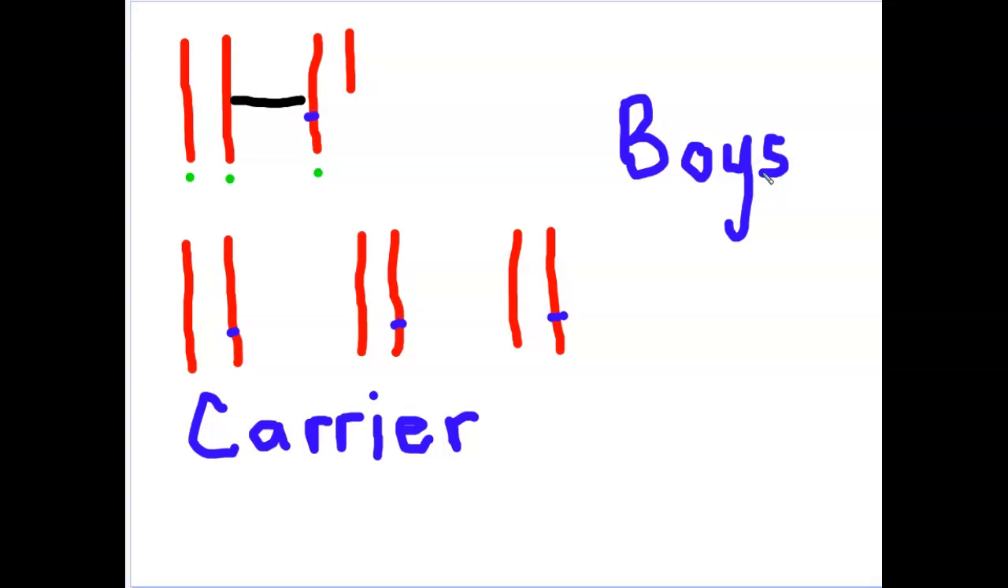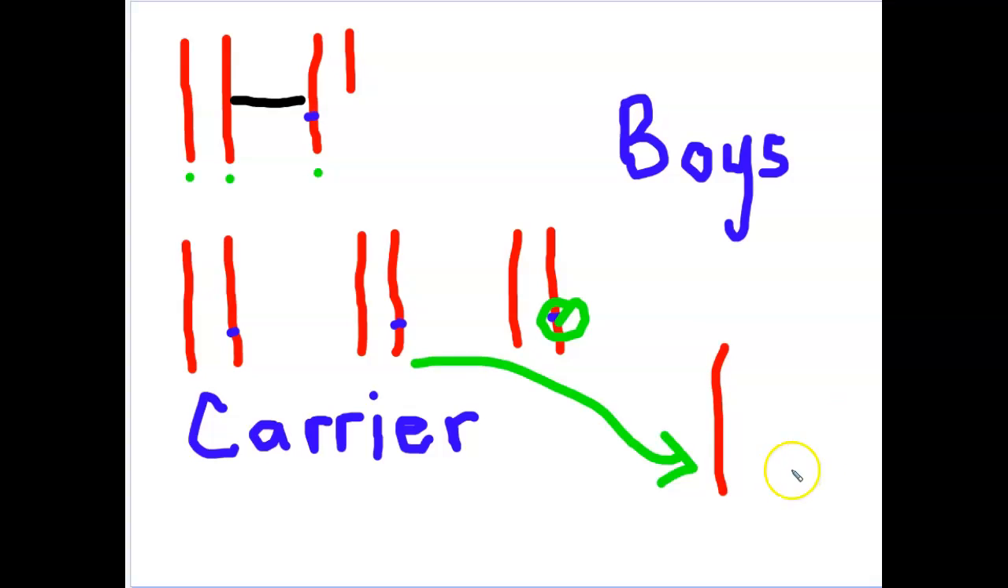quicker than the girls. And the only reason for that is the girl could be a carrier because they could give this to their girls, right? But if they happen to give this one to their son, then they will also automatically give the trait to their son, just like that.